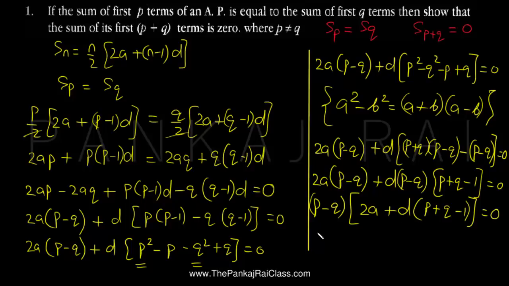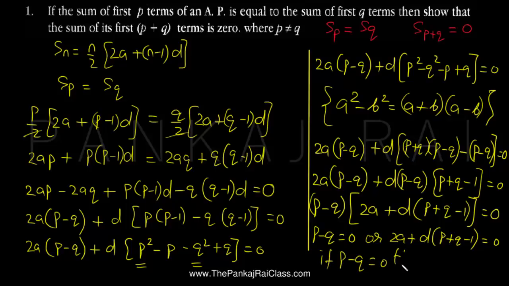So either of the brackets could be 0, so either p minus q is 0, or we are having 2a plus d times p plus q minus 1 equal to 0. But if the first term, which is if p minus q is 0, then p will be equal to q. But we have been given that p should not be equal to q. So that confirms 2a plus d times p plus q minus 1 is equal to 0.